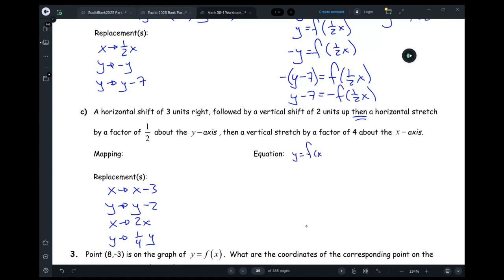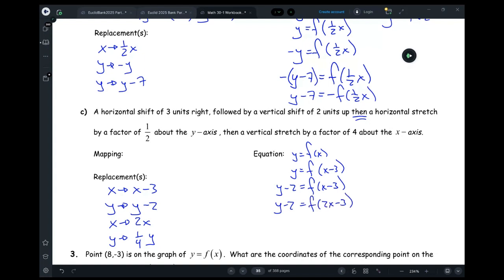So we start with y equals f of x. Then I replace x with x minus 3. Then I replace y with y minus 2. Now I'm going to replace x with 2x.